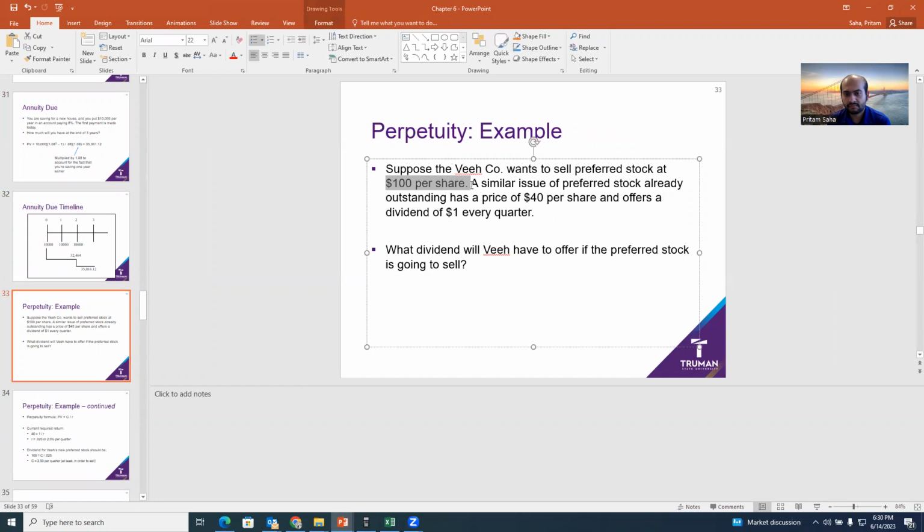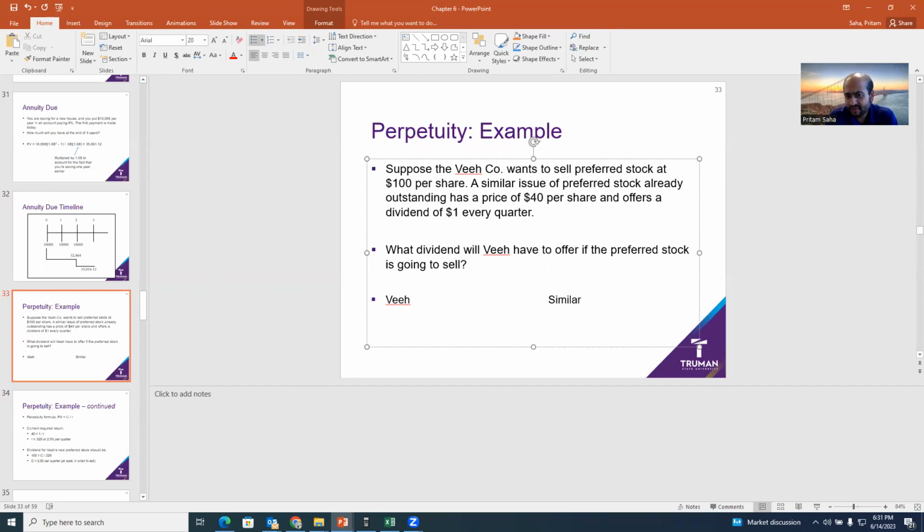Preferred stock, right now $100 per share, that means present value right now, today. A similar preferred stock already has $40 per share trading at and offers a dividend of $1 every quarter. What dividend will we have to offer if the preferred stock is going to sell? So let me explain. There are 2 preferred stocks right now in the market. One is V that wants to come to the market, and the other one is similar.